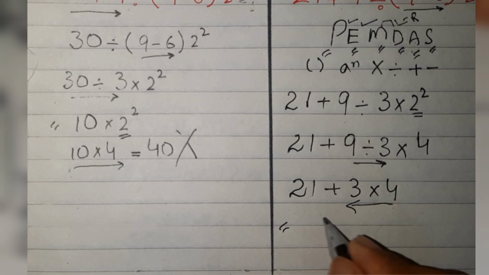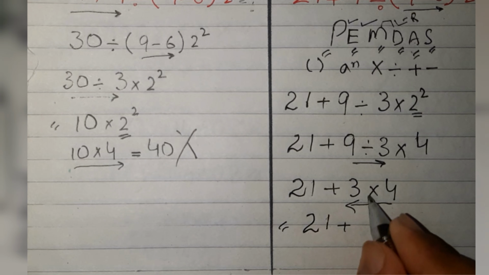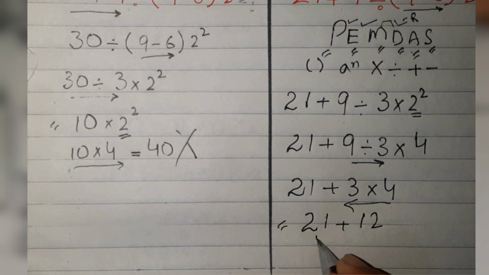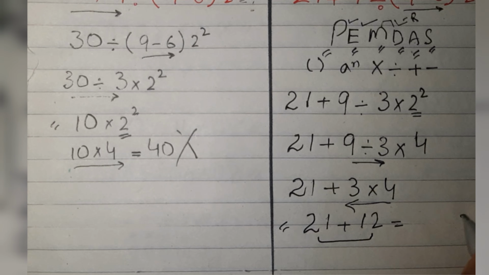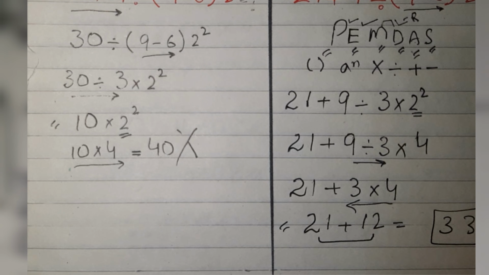So instead of this expression we write 21 plus 3 times 4 gives us 12, and finally 21 and 12 gives us 33. 1 plus 2 is equal to 3 and 2 plus 1 is equal to 3. 33 is the right answer.